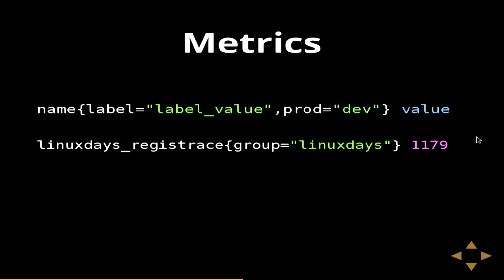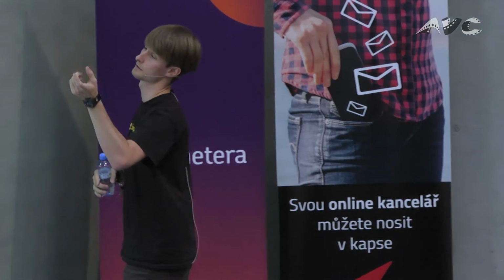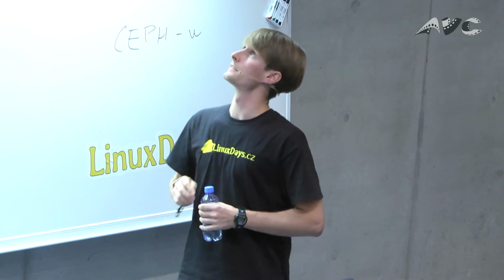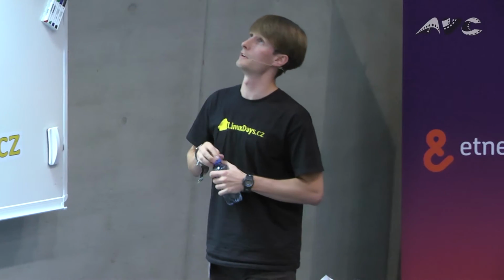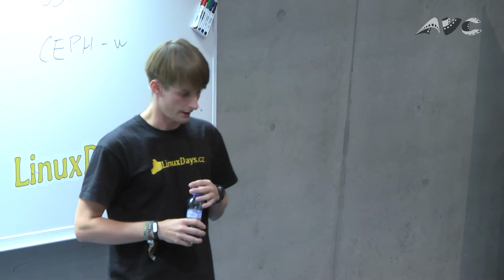So as I mentioned before, everything in Prometheus is a metric. But these metrics are not as simple as a variable; they call them multidimensional. It means that you have a metric whose name is, for example, LinuxDays registrace, and the value is 1179. And you can add labels to this metric. So this metric has a label named group, and the value of the label is LinuxDays. And you can combine these labels. You can see that on the first line there is a second label called part, and the value of this label is dev. And you can make any filtering on queries according to these labels.